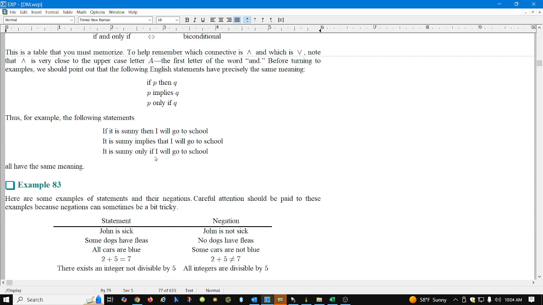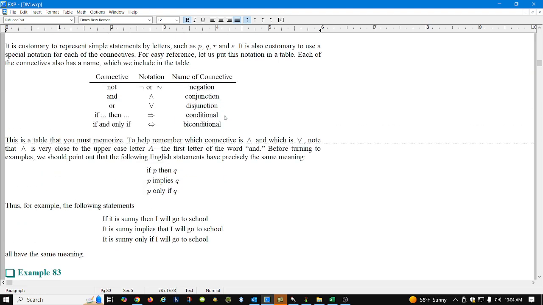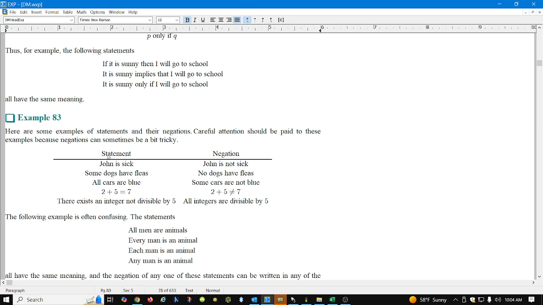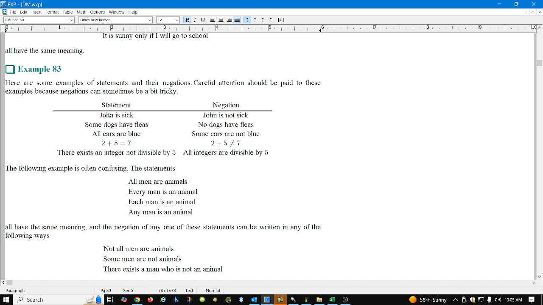And here are 3 examples. Conjunction and disjunction, conditional. Conditional, by the way, is also sometimes called implication. Biconditional. They're all fairly straightforward. Negation can be a little tricky. Some students have trouble with this, in my experience, so let's go over it. Here are some statements and their negations. John is sick. John is not sick.